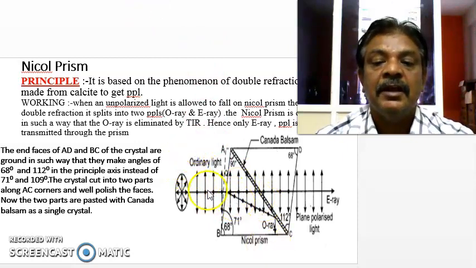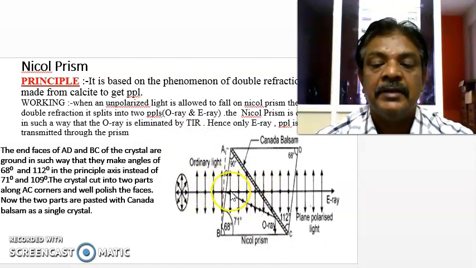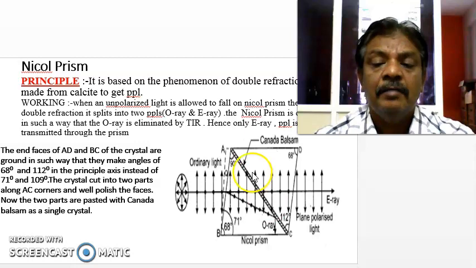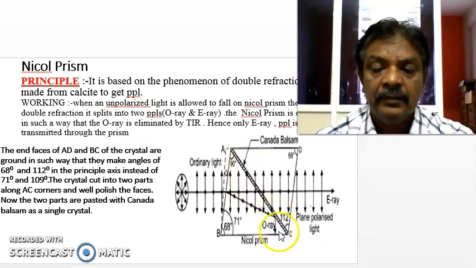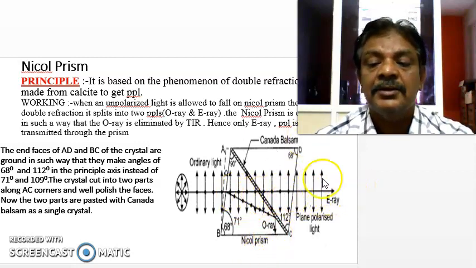Here you can see that an unpolarized light is allowed to pass through the crystal at a certain angle of incidence. If the angle of incidence is greater than the critical angle, the light gets refracted into two refracted rays, as you know, by the phenomenon of double refraction, one an extraordinary ray, another an ordinary ray. The ordinary ray has a lower refractive index than the Canada balsam, thereby it undergoes total internal reflection and the extraordinary ray exits from the crystal, and hence we can produce the extraordinary ray.